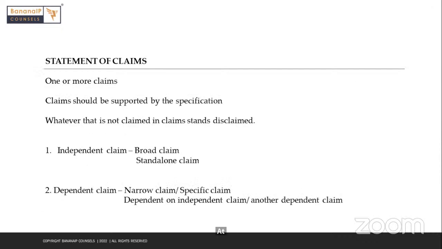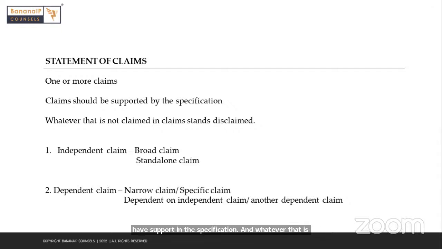So next is the statement of claims. Claims define the scope of protection for the invention. It should have at least one claim. There is no limitation on the number of claims. Claims should be supported by the specification. Whatever we are going to claim should have support in the specification. And whatever is not claimed in the claims will stand disclaimed.